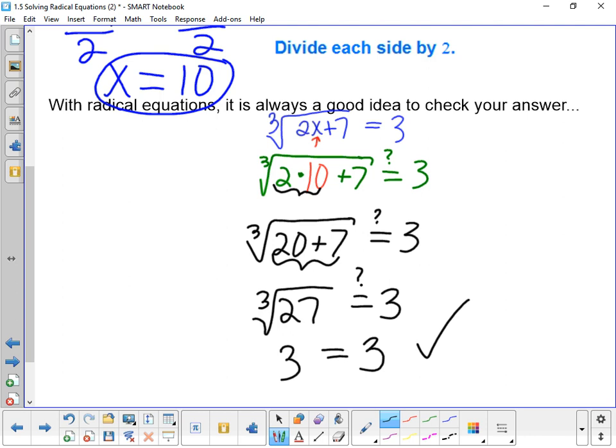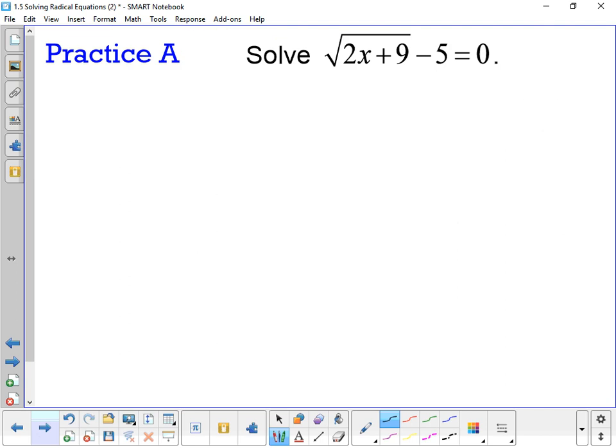It works just great. And again, I would probably have checked this in my calculator. Maybe right here, just typed that into my calculator. Just be careful with the parentheses and things, and see if your calculator gives you the answer 3. It should, and if it does, you know that that's a true solution. So our answer to that was x equals 10.